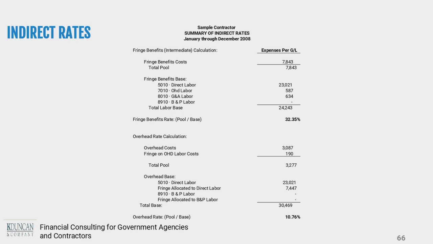So if you're invoicing these rates, so 32% fringe, 11% overhead, 10% G&A, and your actual indirect rates are higher, that means that typically you're losing money on the contract. If your actual indirect rates are lower, that means that basically you're overbilling the government. So there's an expectation that you're routinely, monthly, looking at your indirect rates and comparing them against the indirect rates that you're billing on your contracts.